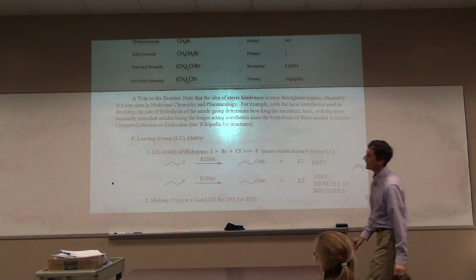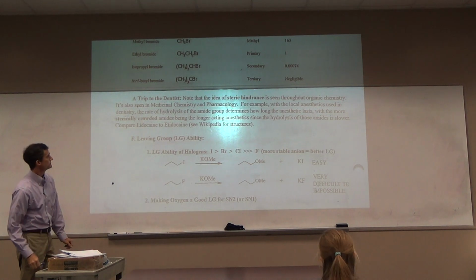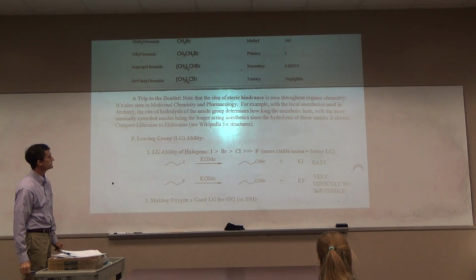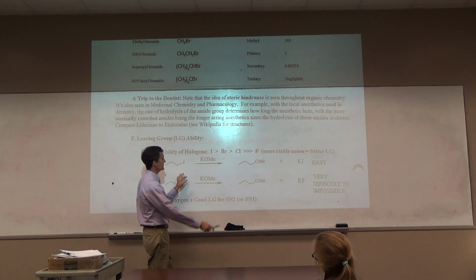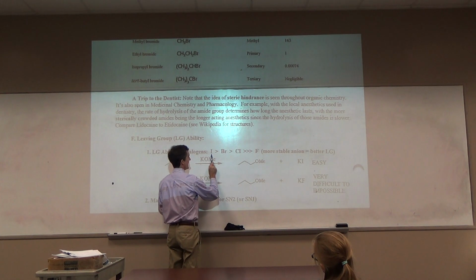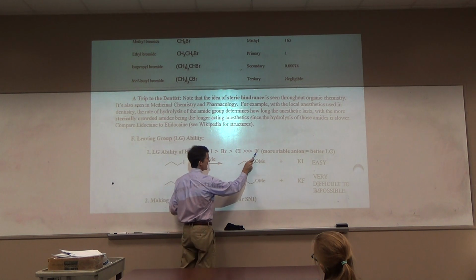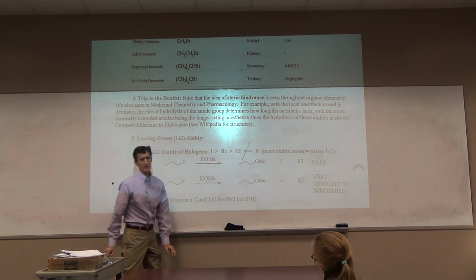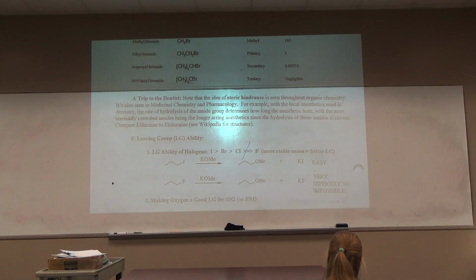Okay, F. Let's look at leaving groups. We mentioned this on page 1. Leaving groups for your halogens, iodine's the best, then bromine, then chlorine. Actually, fluorine is sort of pretty bad. Fluorine is typically not a leaving group for these reactions.